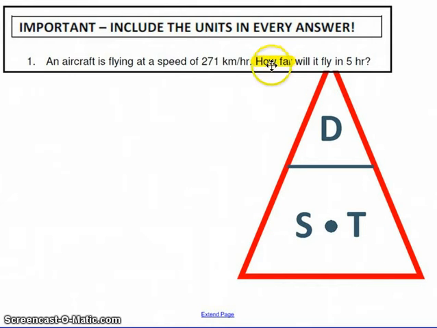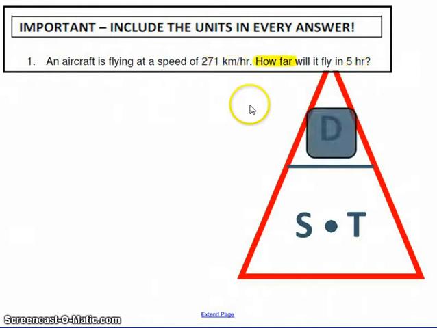If that's not obvious, if that's not jumping out at you, then look at the information you do have. You do have 271 kilometers per hour. You should be able to recognize that that is a speed unit, kilometers per hour. So it's not that. You already have that. That's not going to be covered up. And 5 hours, well, that's clearly time, so you're not going to cover that up. So what's left to cover up is D, or distance.